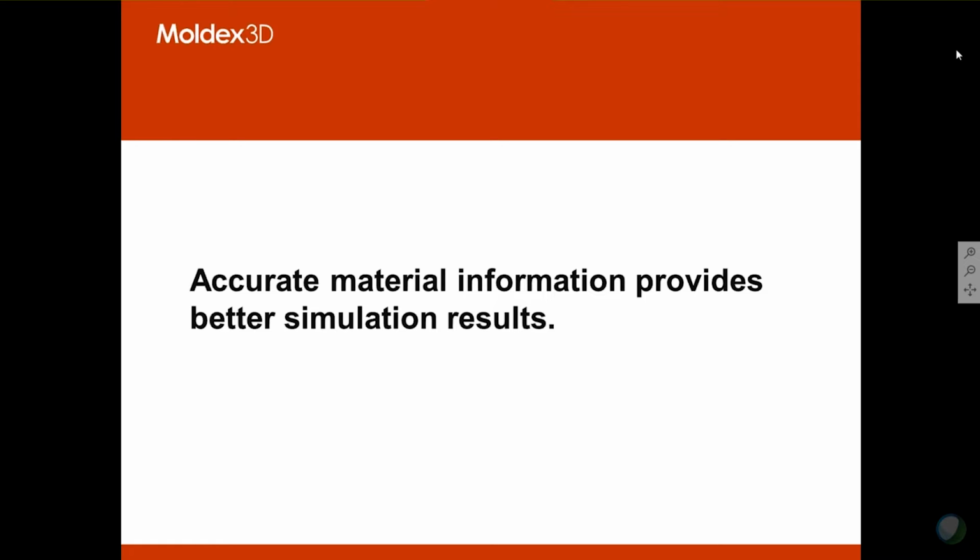In layman's terms, what we say is that accurate material information provides better simulation results. But really, what we usually joke around is garbage in equals garbage out. So this is essentially what you will get with not using the proper material information.